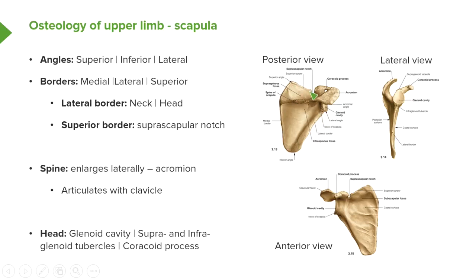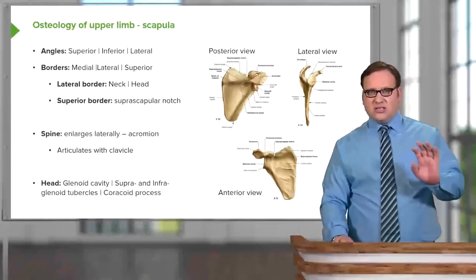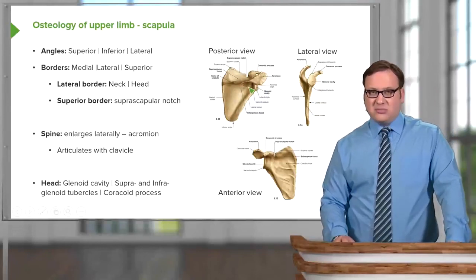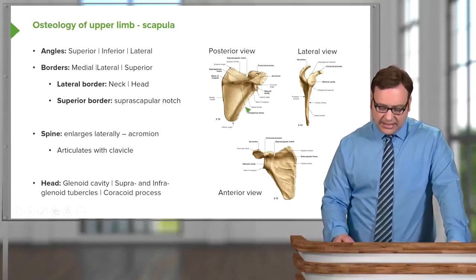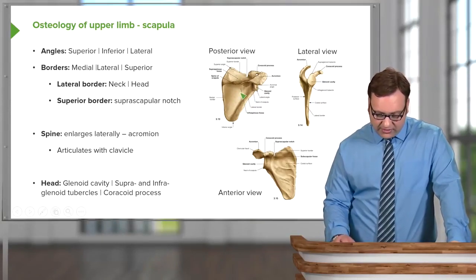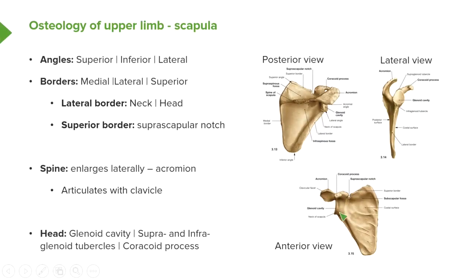On the superior border here, we have an important feature, and this is known as the suprascapular notch. The suprascapular notch is important as it allows a blood vessel to pass through or over the top of the scapula, and we'll come to that in due course in some later lectures. So here we can see various features on this posterior view. If we look at the anterior view, we can again see the neck of the scapula and the head of the scapula forming the glenoid cavity, and we can see the suprascapular notch.